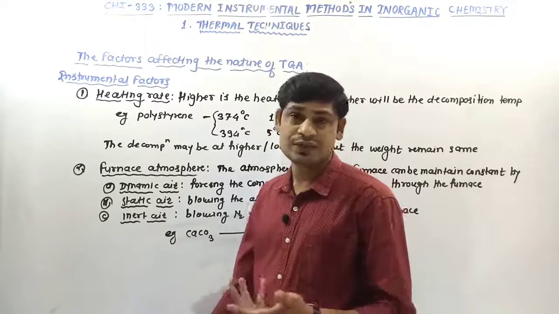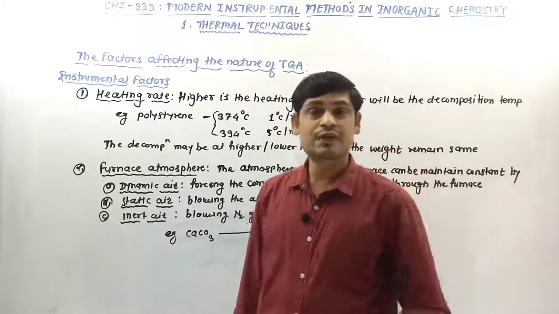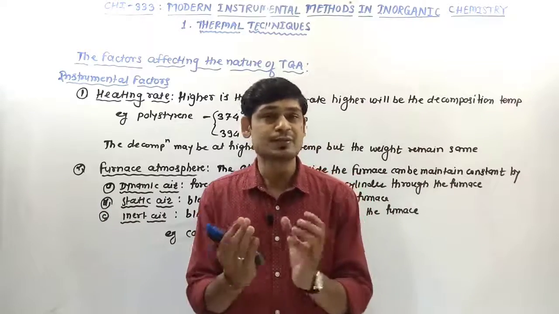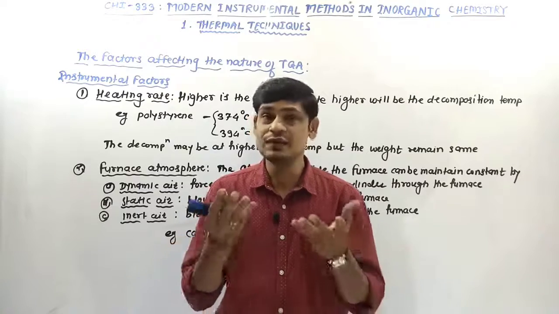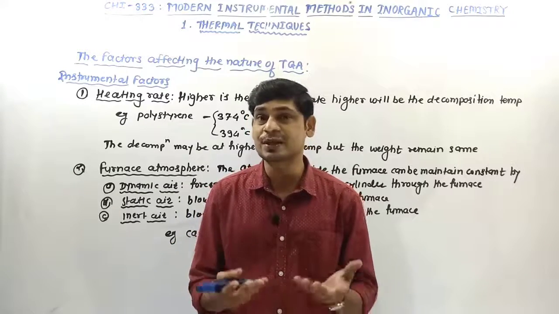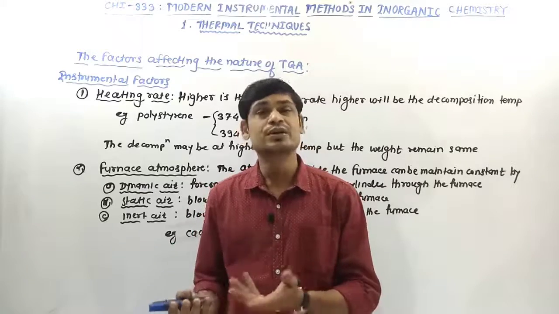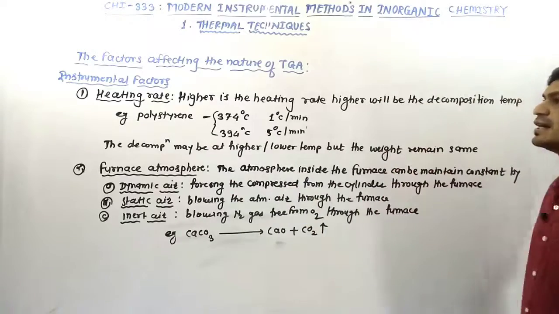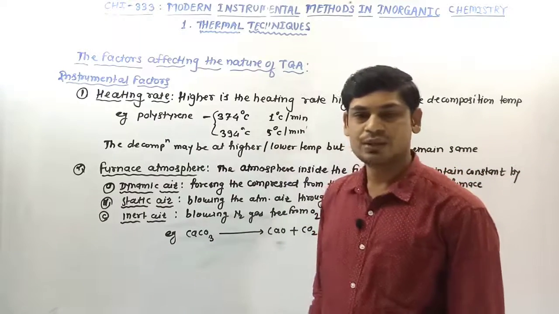Because in this technique we are going to decompose every substance, and upon decomposition very small molecules will be evolved in the form of gases, and once the atmosphere in the furnace becomes saturated with the evolved gases, they will increase or decrease the temperature of the furnace, and obviously will affect the TG curve overall. So it was the second case, we will call it the second instrumental factor.